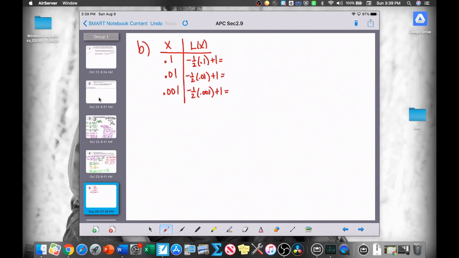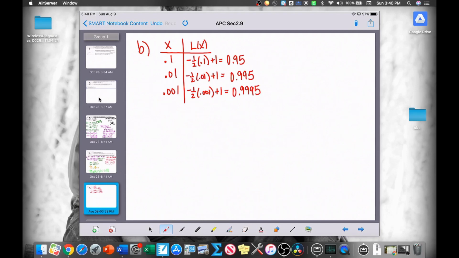And for those values, when x is 0.1, I get 0.95. When x is 0.01, I get 0.995. And when x is 0.001, I get 0.9995.